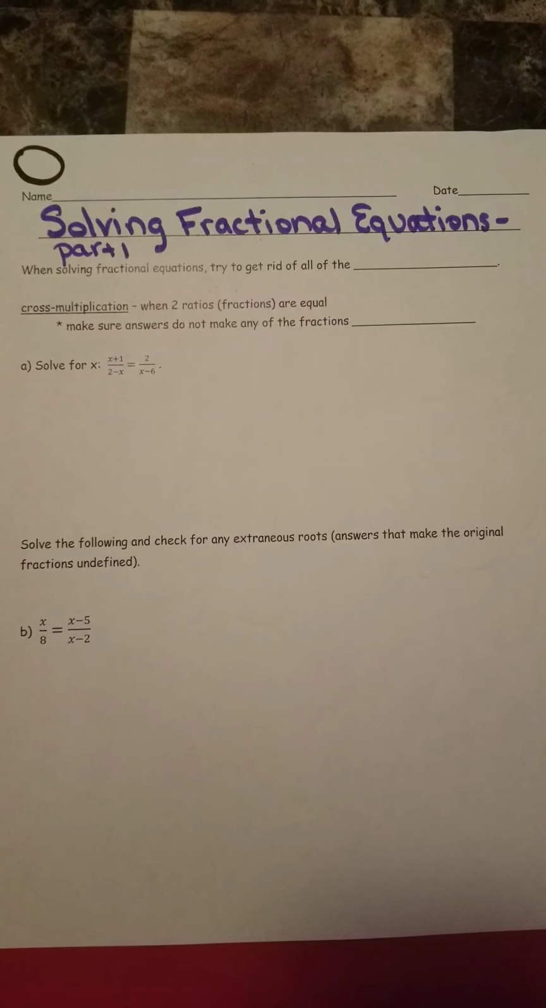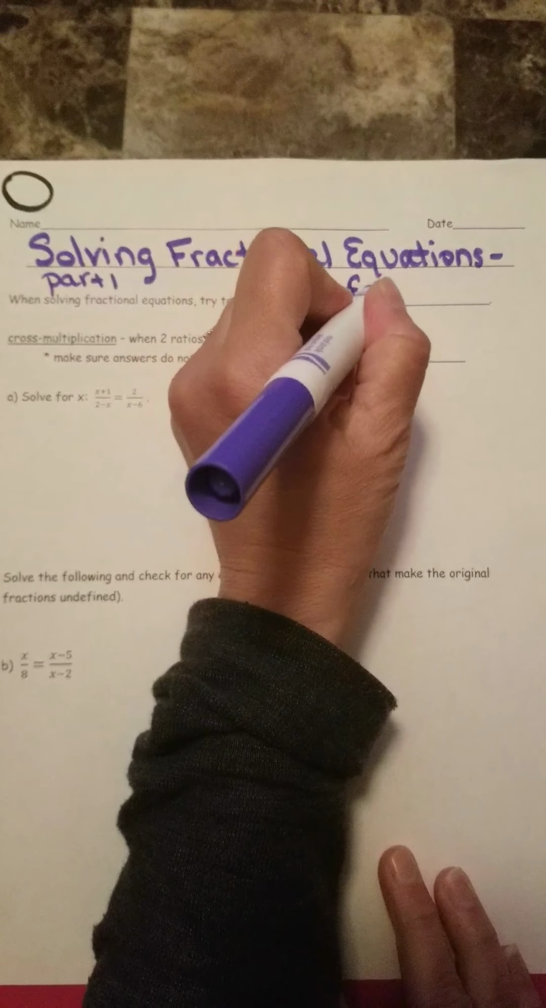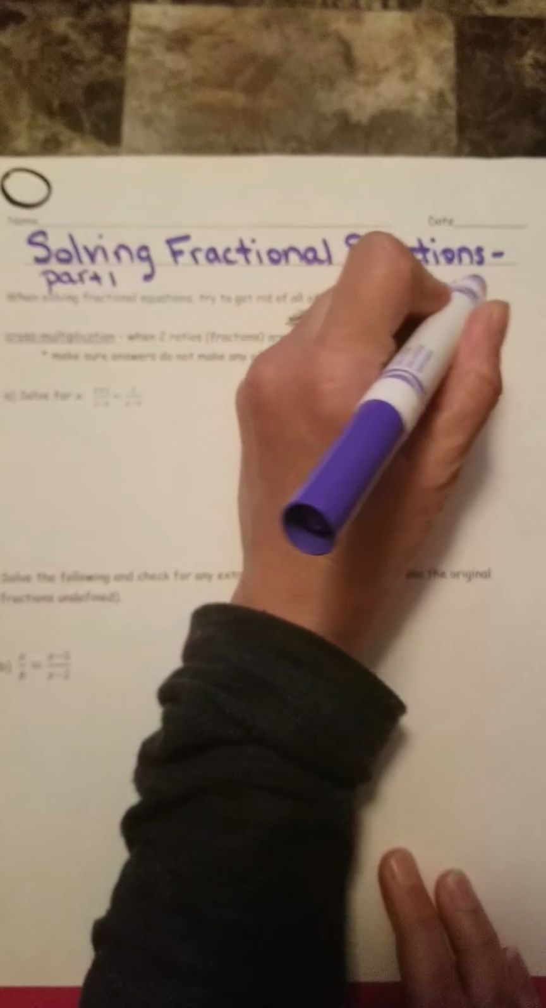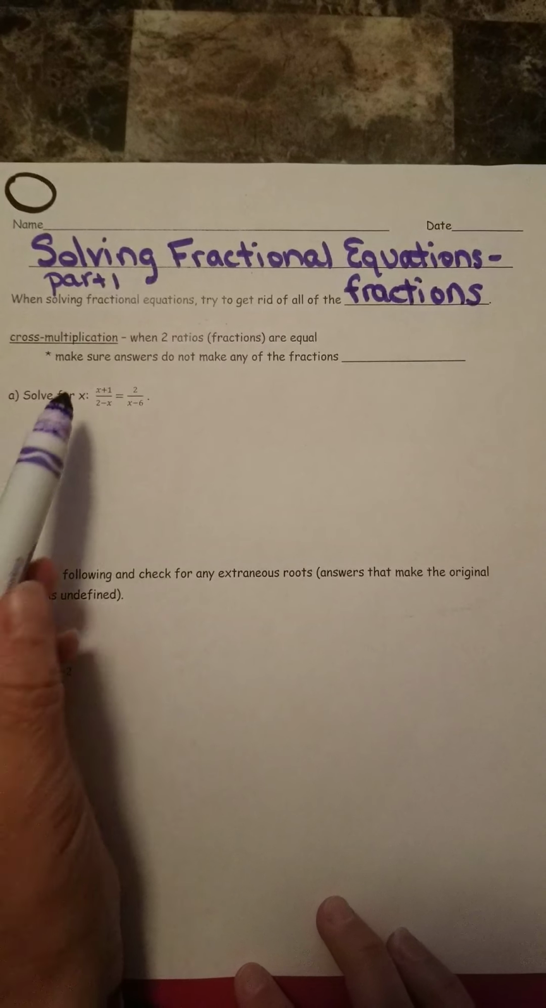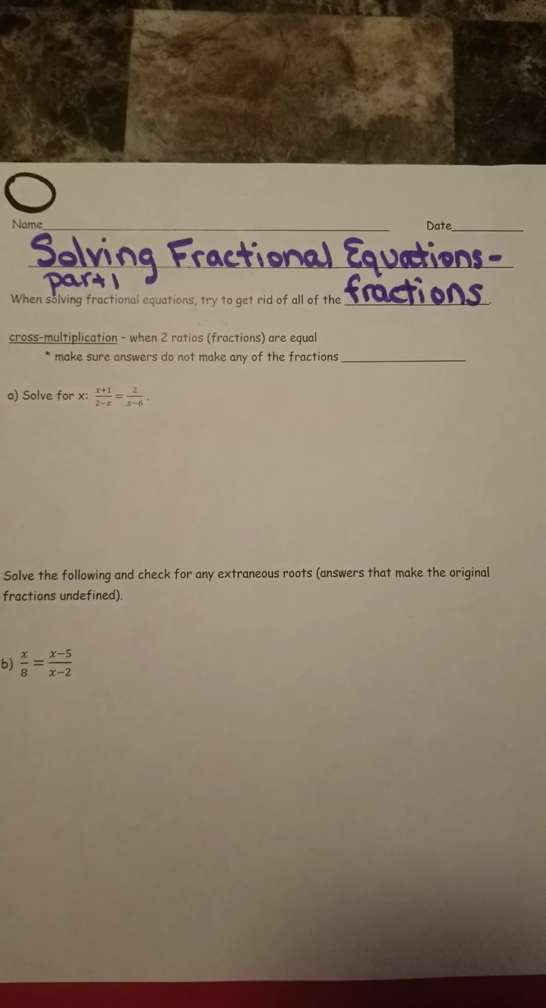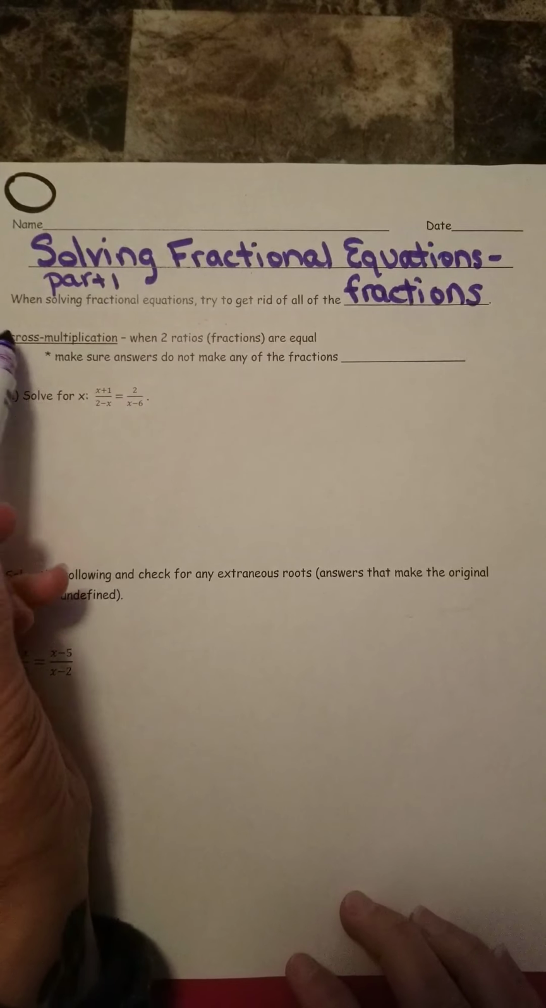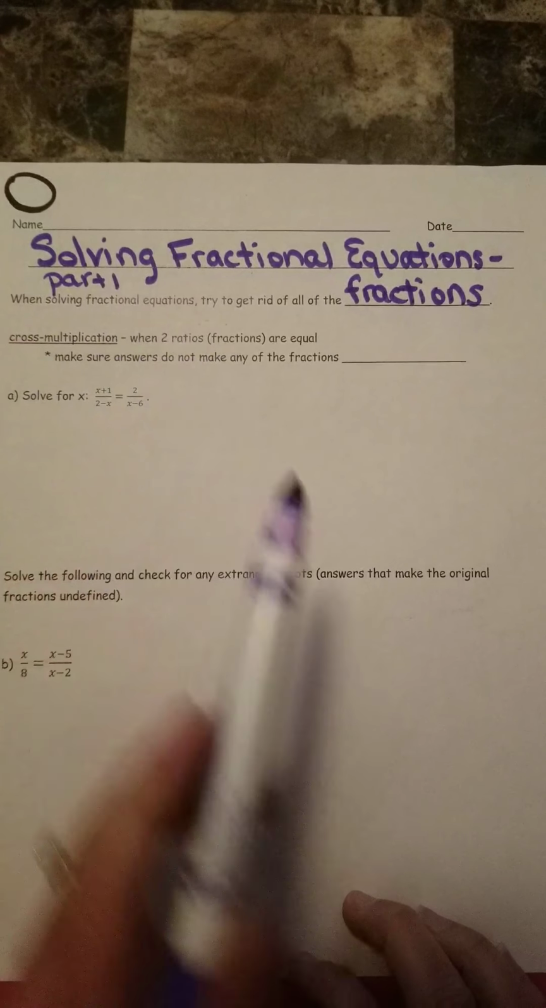Anytime you are solving fractional equations, you always want to try to get rid of all of the fractions. No matter what kind of equation you have, that's usually my first step. When we have a proportion, usually cross multiplying is the easiest way to go. So I'll show you that way.